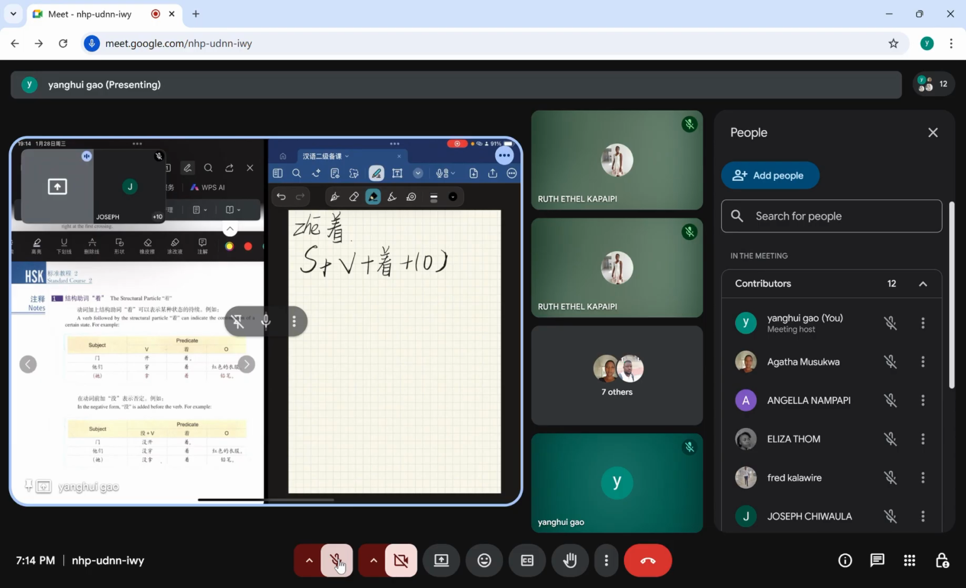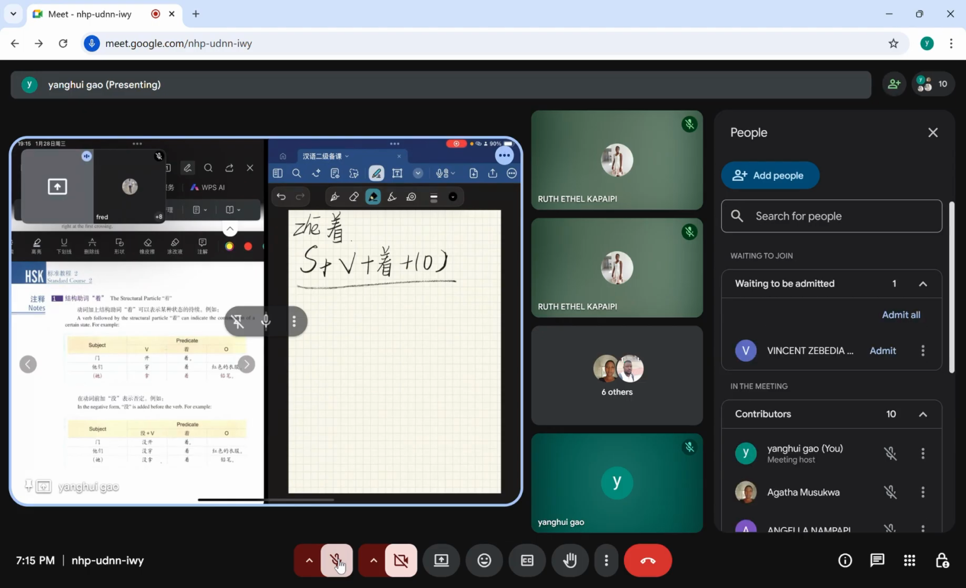So a verb followed by the 着 can indicate the continuation of a certain state. So the basic structure, we have the subject, the verb, and add the 着, and add the object.